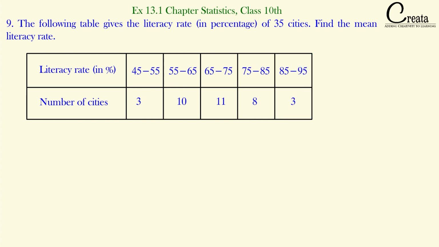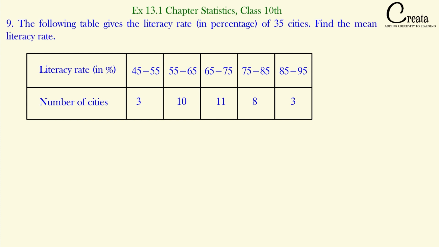Understand this figure. On the extreme right, we have good cities in which the literacy rate is very high. On the extreme left, we have the cities where the literacy rate needs to be upgraded. So understanding the observations from the practical point of view is very important. It will give you an idea of what we are about to do in this question. In this question, we have to find the mean literacy rate.